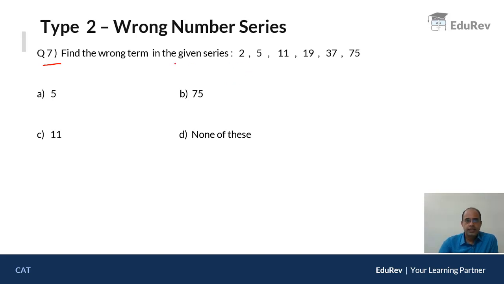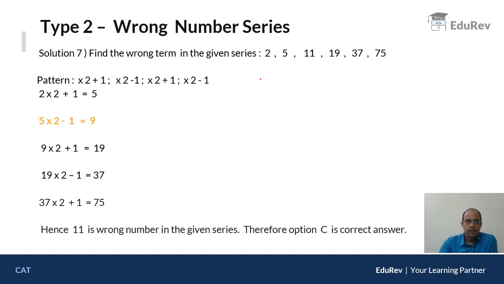It says find the wrong term in the given series 2, 5, 11, 19, 37, 30, 75. We are observing certain things. 5 is 2 twos are 4 plus 1. 37 is 19 twos are 38 minus 1. 75 is 37 twos plus 1. Fine. So we are getting some pattern here.